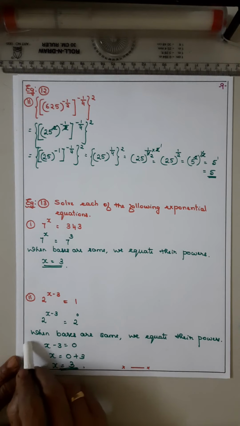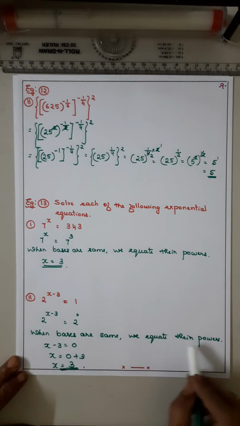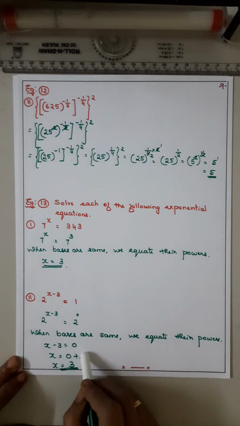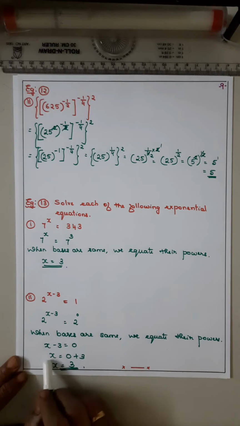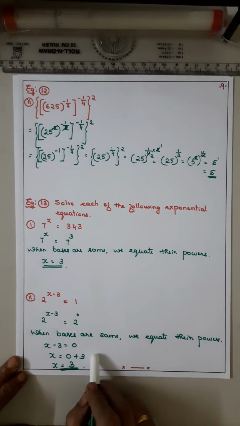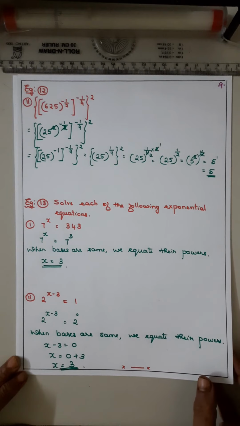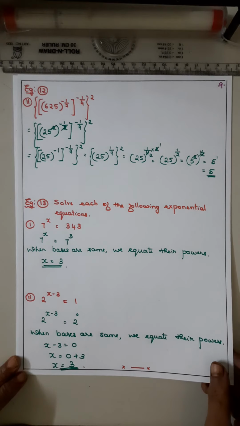Now you can write when the bases are same, we equate their powers. So x minus 3 is equal to 0. So x is equal to 0 plus 3, that is x is equal to 3. Is it clear? So this sum we could not complete in the earlier video, that is why I explained this one also. Hope you understood.